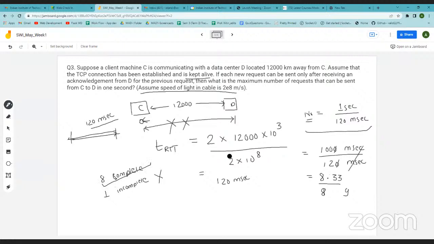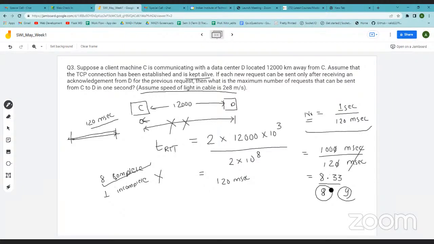Okay, in that case, the answer will be 8. It is not simply mathematics that we round off and put it as 9, or round down and put it as 8. We need to understand the physical meaning, right? 8.33 requests means there are 8 complete requests, and anything above that is not being done. It will take more than 1 second.